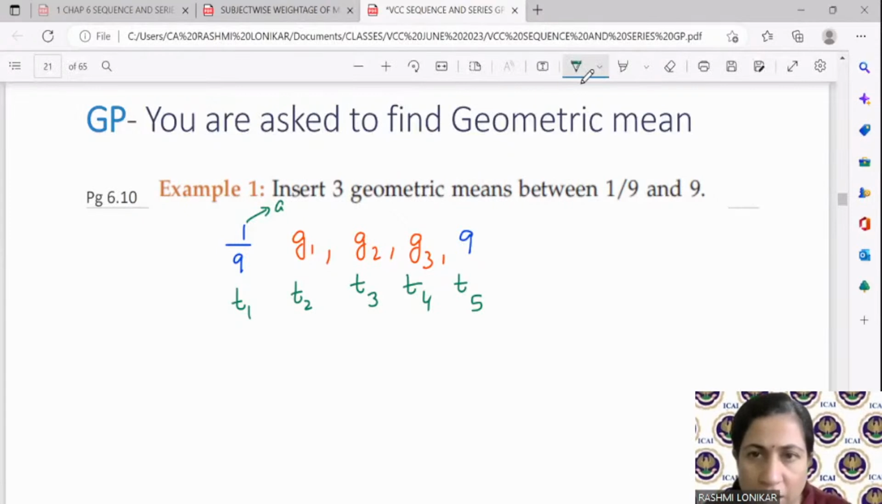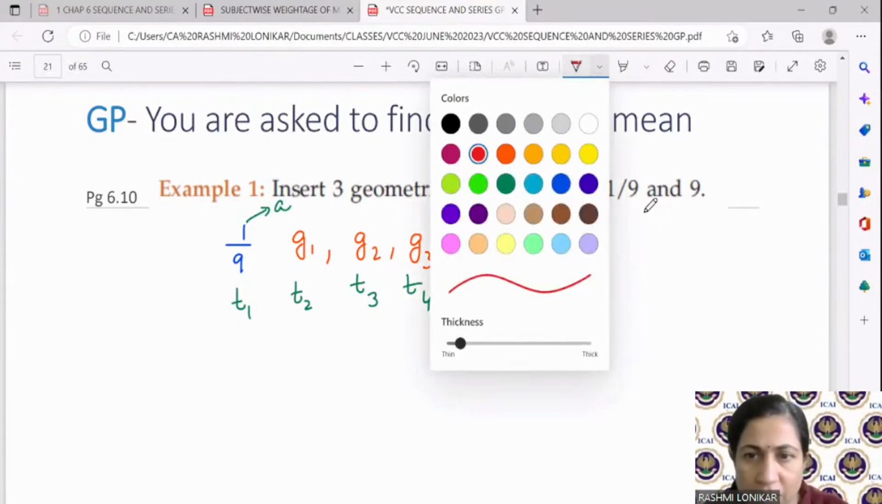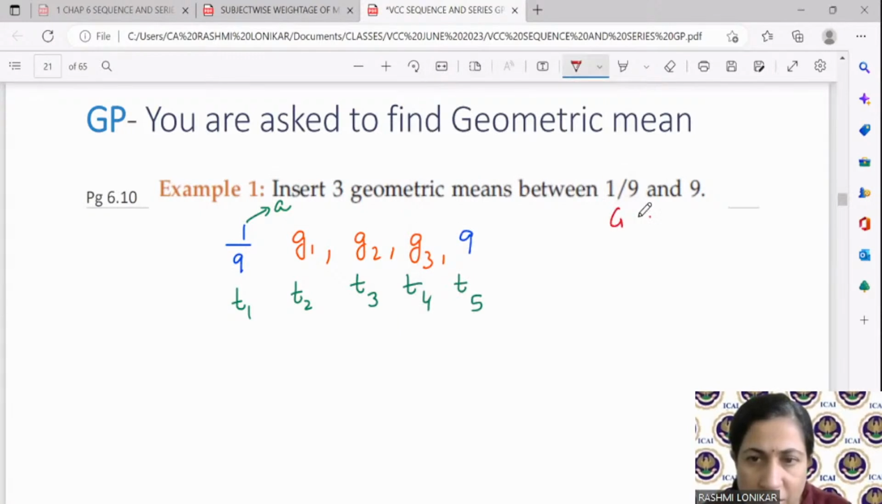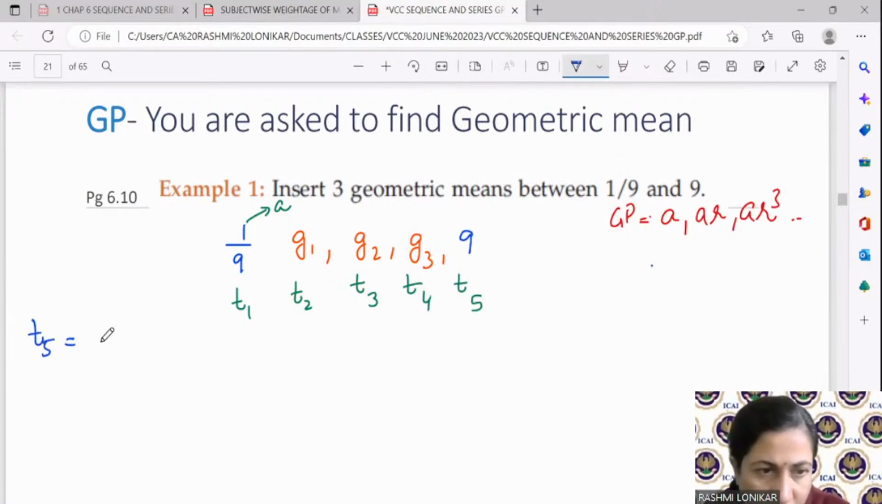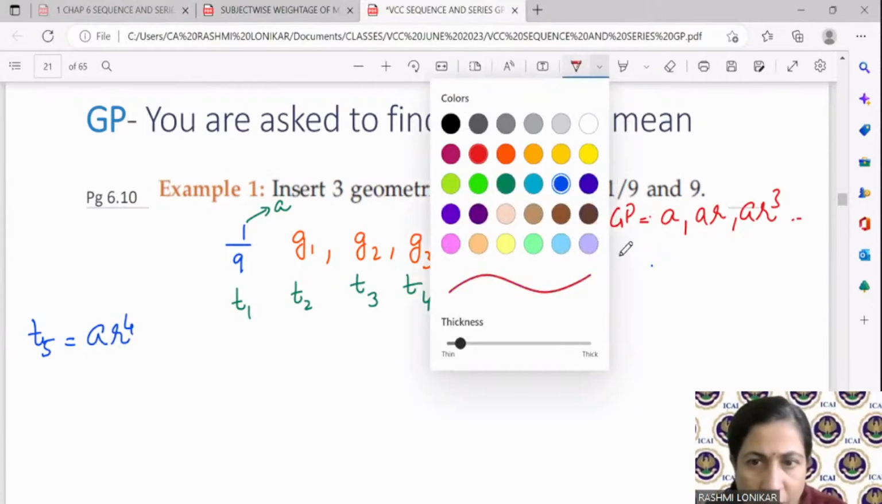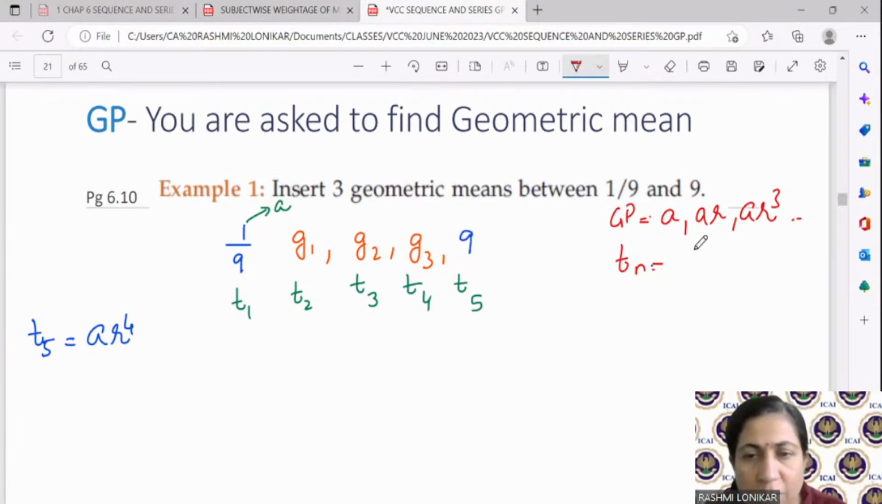Okay. What is my geometric series? Geometric series is given by A, AR, AR squared, right? So what is A? A is the first term. Okay. Now T5, what is T5? T5 will be equal to A R raised to 4. Where did I get that from? Because I know the formula: the nth term of a GP is Tn equals A R raised to n minus 1. So T5 is A R raised to 4.